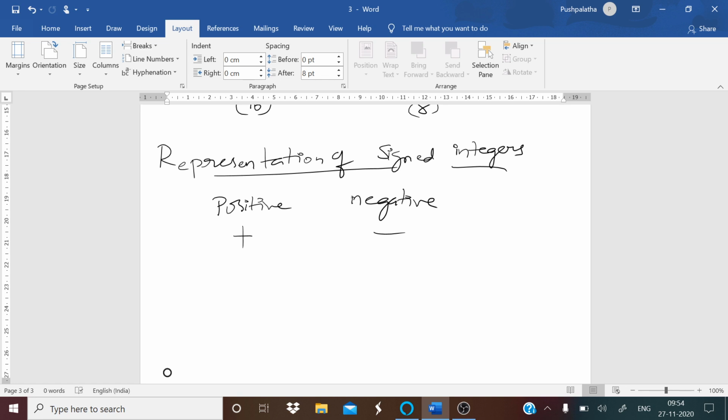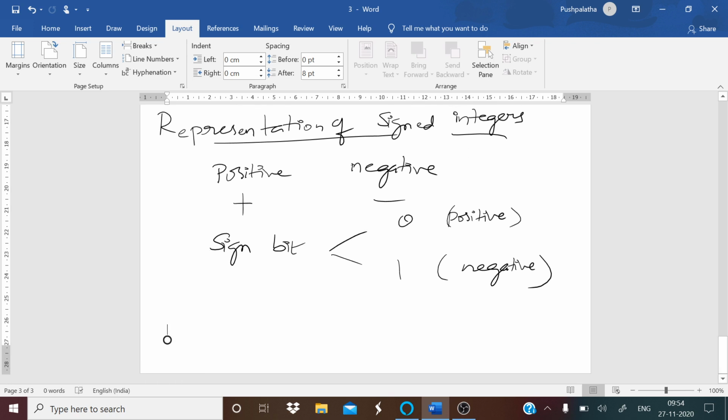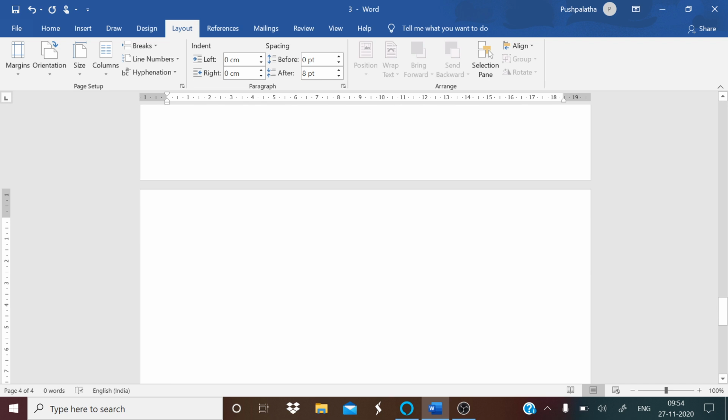So what you're going to do is you add one extra leftmost bit, called the sign bit. So this is added on the left hand side. If you want to represent a positive sign, you give a sign bit of 0. And if you want to represent a negative sign, you give a sign bit of 1. So it is also known as your fixed point representation. And this negative sign, you can represent it in different ways.